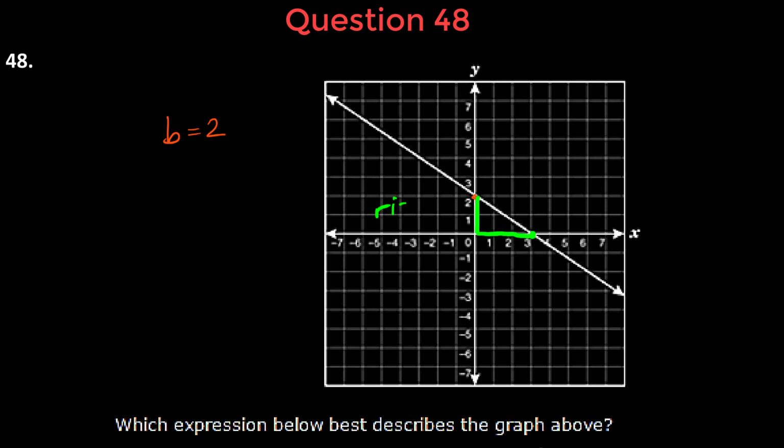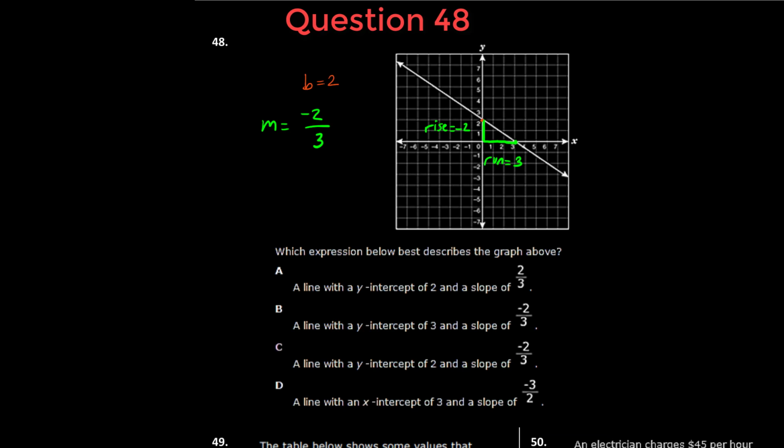So our rise is, since I'm moving down, -2, and our run, since we are moving 3 units over, is 3. So the slope is going to be rise over run, which is -2 over 3. The answer choice that gives us the correct y-intercept and slope is C.